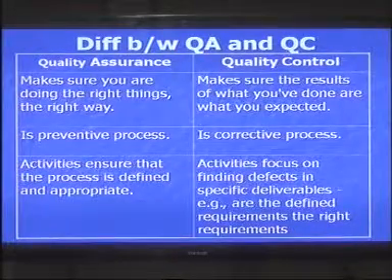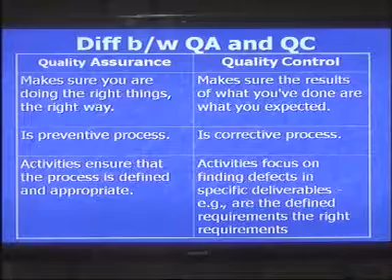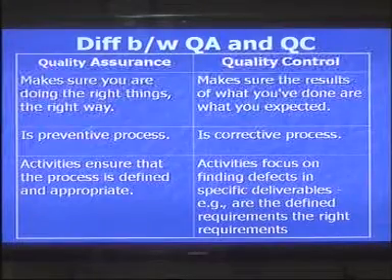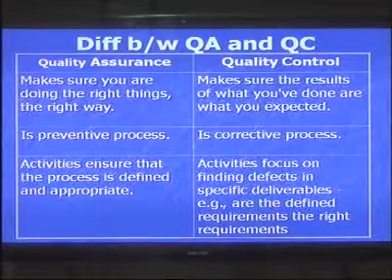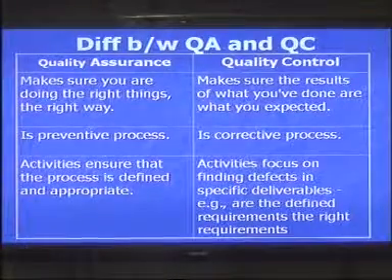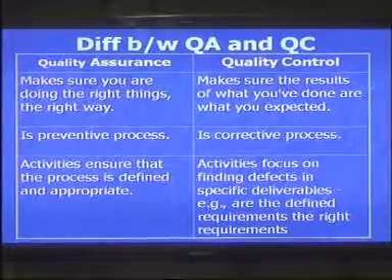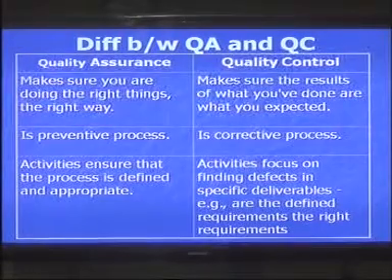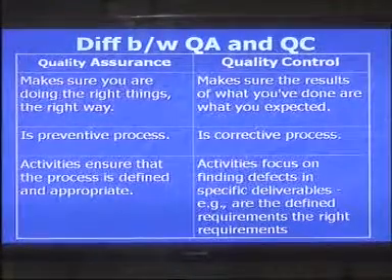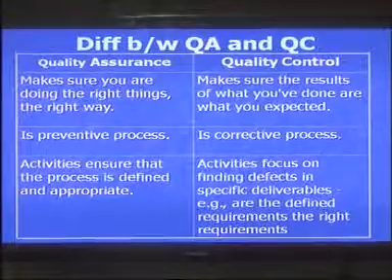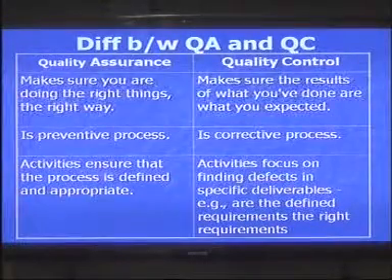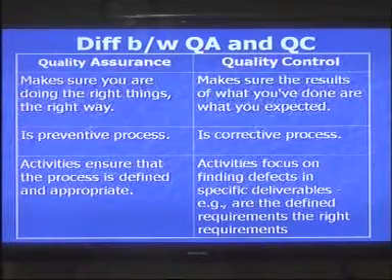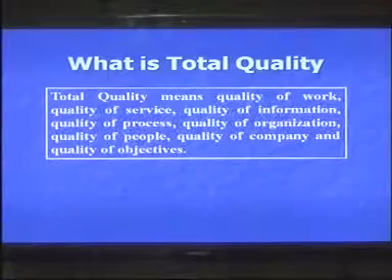Assurance makes sure that you are doing the right thing the right way, and QC makes sure that the results of what you have done are what you expected. QA is preventive, and QC is corrective. QA activities ensure that the process is defined and appropriate, and QC activities focus on finding defects in specified deliverables. For example, are the defined requirements the right requirements or not.